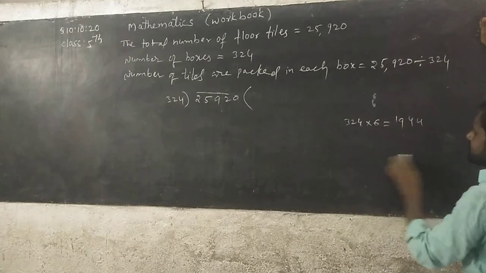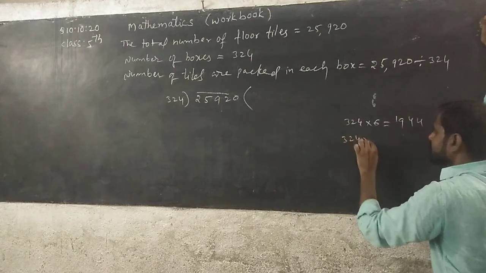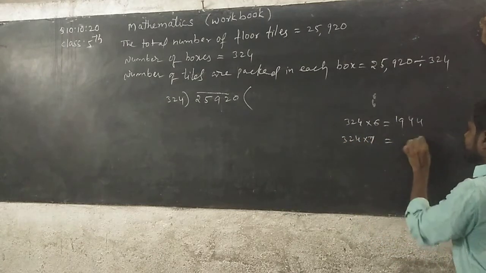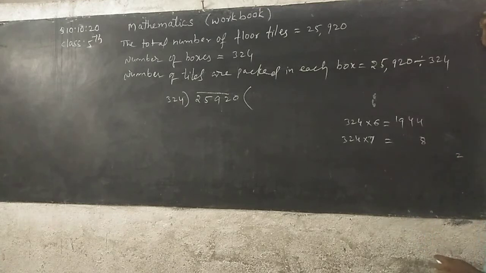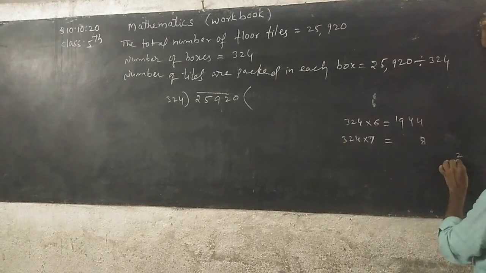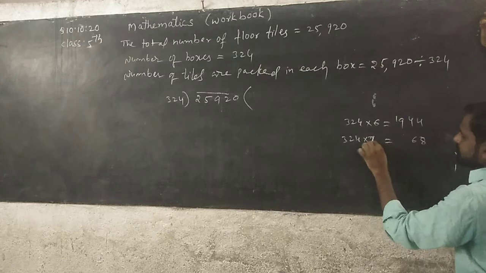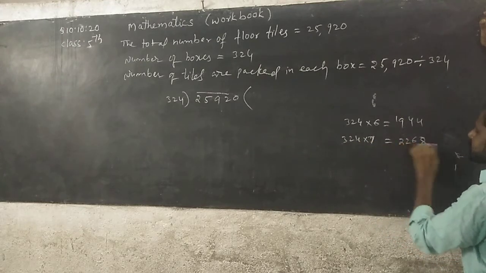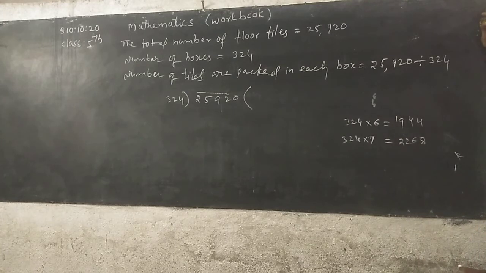Next, 324 into 7. 7 4s are 28, 8 taking, 2 carrying. 7 2s are 14, 14 plus 2 is 16, carrying 1. 7 3s are 21, 21 plus 1 is 22. See here, 2268.